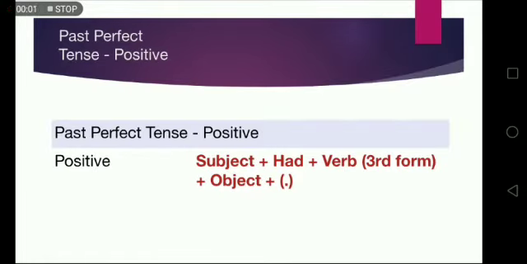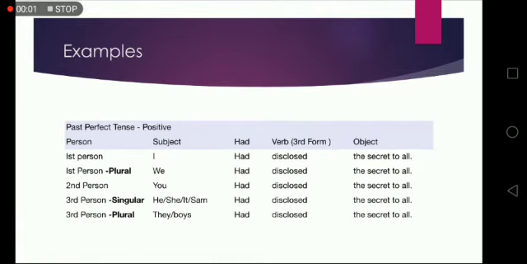Now let's look into the positive sentence structure of past perfect tense. For positive sentences, first of all we have got our subject, then comes our helping verb had, then comes verb's third form followed with an object and a full stop. Here we have some of the examples for the positive sentences of past perfect tense.